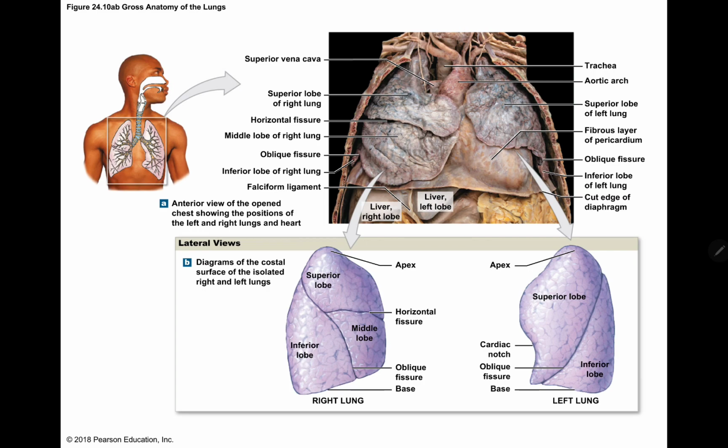This gives you an example, and you can kind of see right here, this is where the heart will sit. That left lung size literally accommodates for the heart in this mediastinum region.